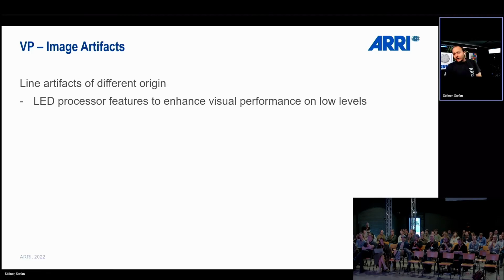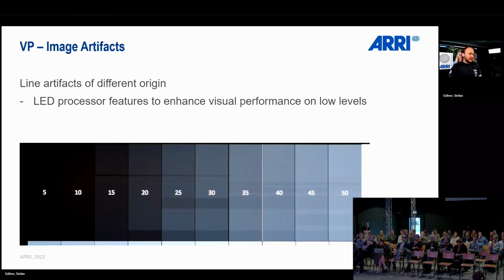Well, and there are other line artifacts that might occur. They have a very different origin, and it strongly depends on the LED wall you're using and the processor type it's running with. For example, many LED processors have certain features that enhance low-level performance. It's called dark magic or whatever. This works sometimes, but not all the time, and you need to turn them off, because otherwise you will have artifacts that look like that. As you can see in the different grayscales, they are differently exposed, and you have those blocky-type artifacts that result from a manipulation of the PWM.